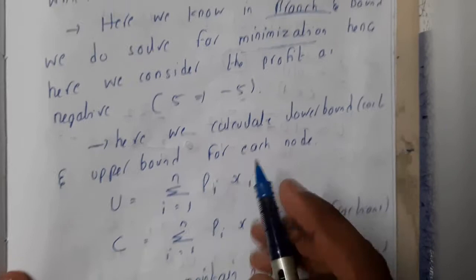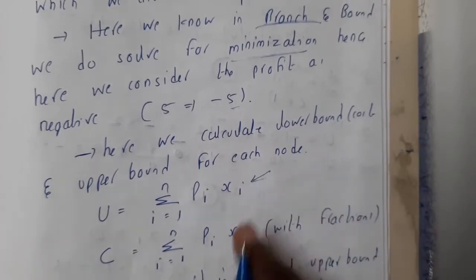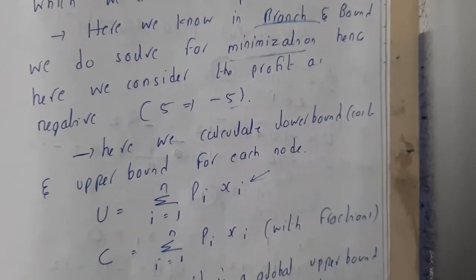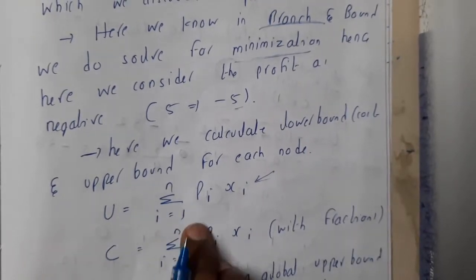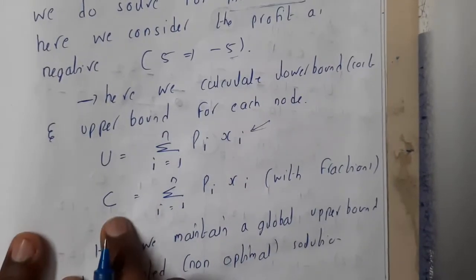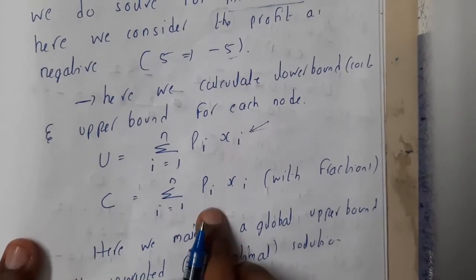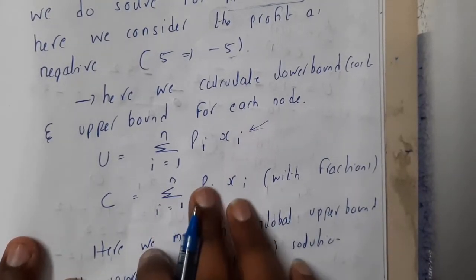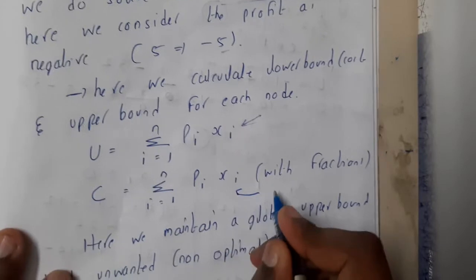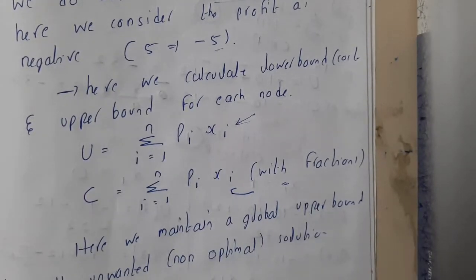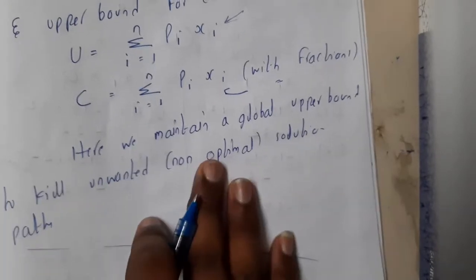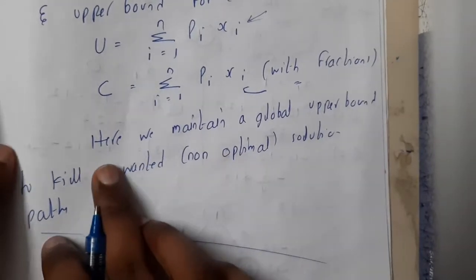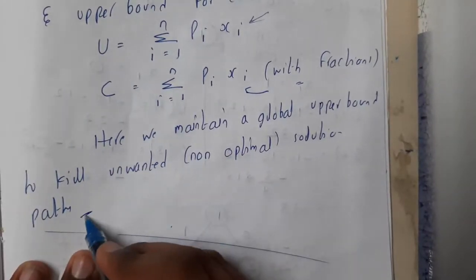If you remember, the same formulas which we used in our previous lecture on least cost branch and bound, we will use here also. U is equal to sigma i equal to 1 to n of pi xi, and c is equal to sigma i equal to 1 to n of pi xi. The formulas are the same, but in cost you will add the fractions also, whereas in the upper bound you will not include the fractions. That's the only difference.